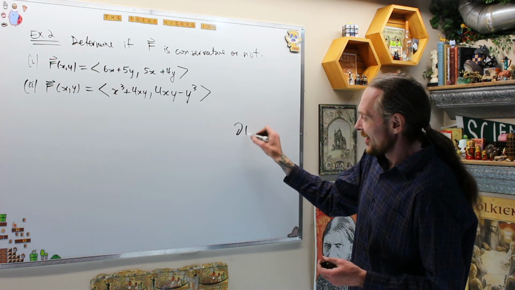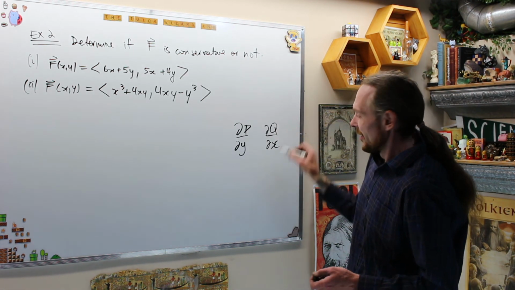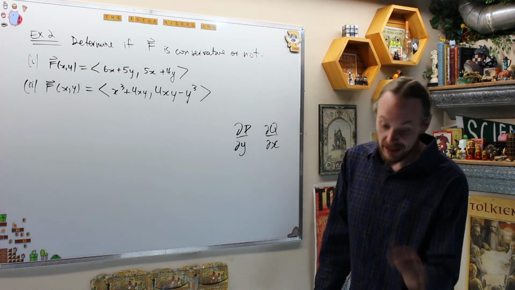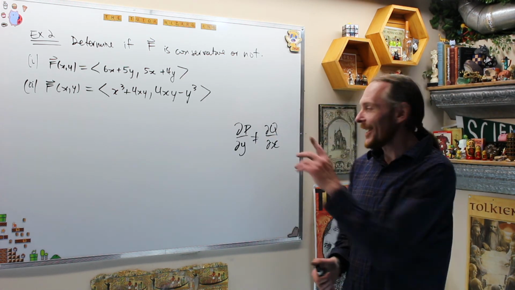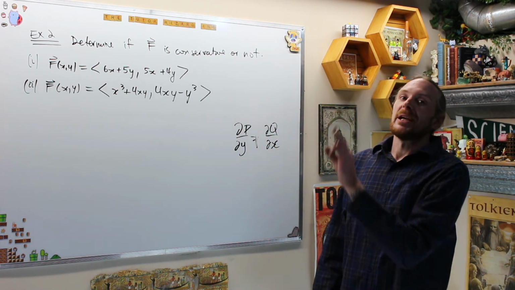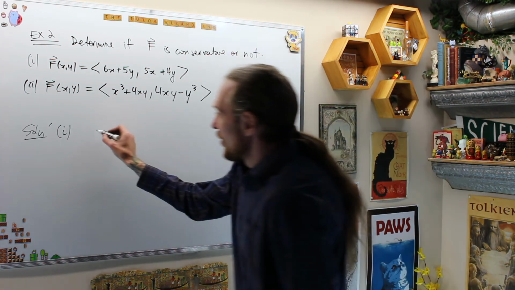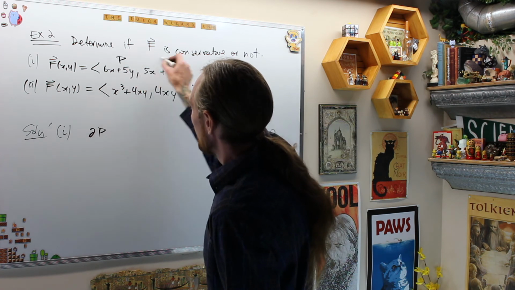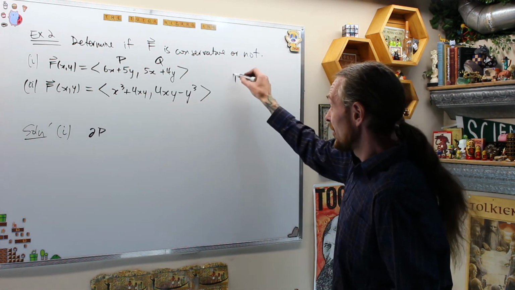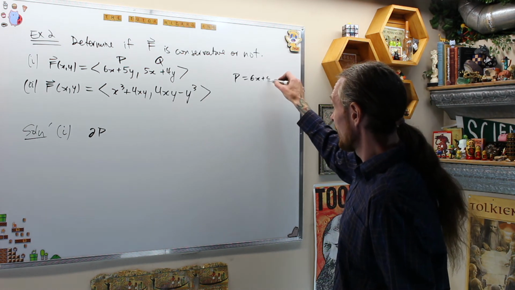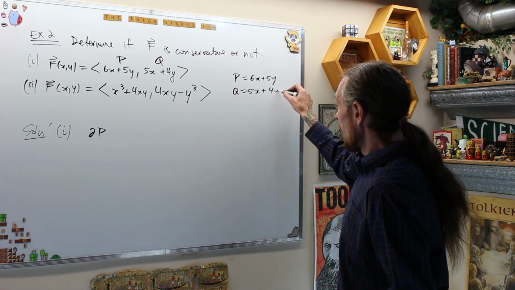Either way, we're going to be doing this, I'm going to guess. How do I use them carefully to get the right conclusion? If they're not equal, bang, not conservative. If they are equal, make sure your domain is simply connected, then it's conservative. The partial, this is p and this is q for both of them. So in your mind, if you can't see that, that's the first thing you do. You say p this time is 6x plus 5y, and q this time is 5x plus 4y.